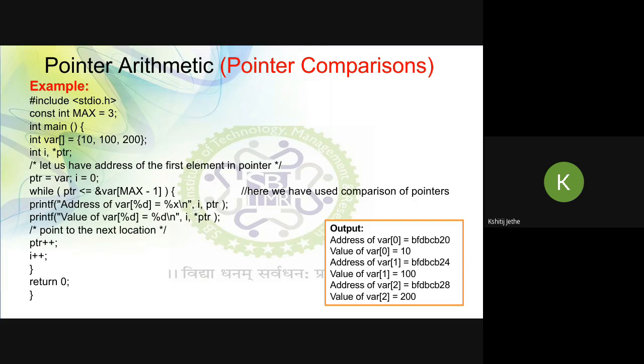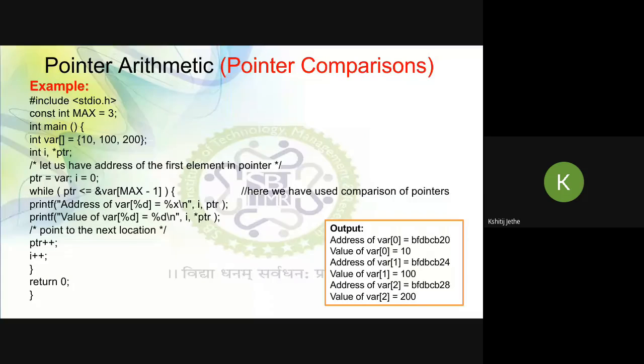So here you can see that we have written hash include stdio.h. That is again we are including the header file standard input output. Okay. Then we are writing const int max equal to 3, which will declare an integer constant which is having the value 3 as a final value, and it will not change during the execution of the program.